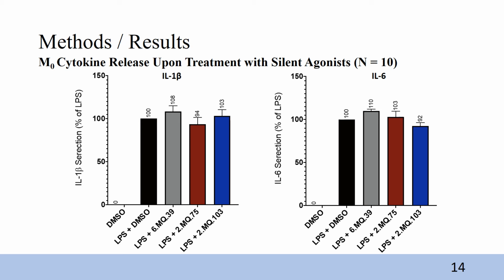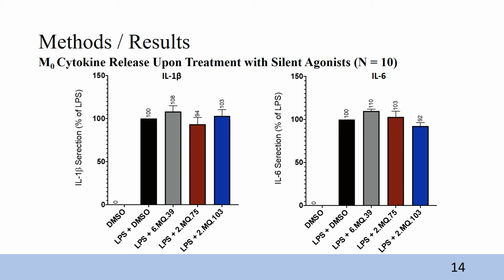Now I'll go into the CBA results for the M0 and M1 differentiated cells. Here we have different conditions. So we have a DMSO alone treated group, an LPS plus DMSO, and then the LPS plus the silent agonists. The reason why we have a DMSO control is because our silent agonists are diluted in DMSO, so this acts as the vehicle control. LPS stands for lipopolysaccharide, and it's found on gram-negative bacteria. It's used to induce an immune response within our cells.